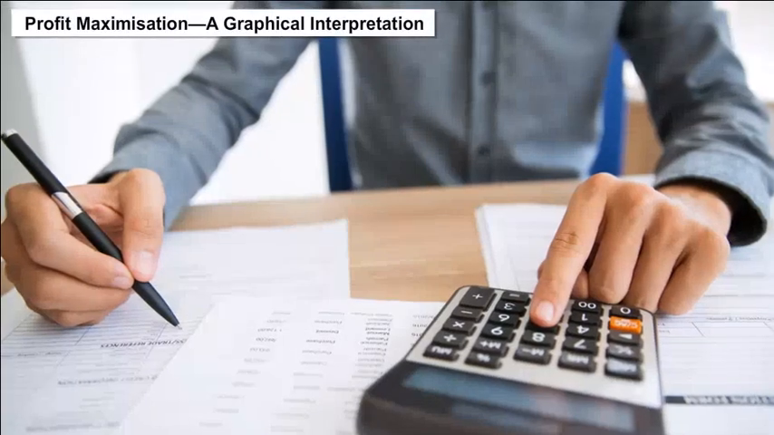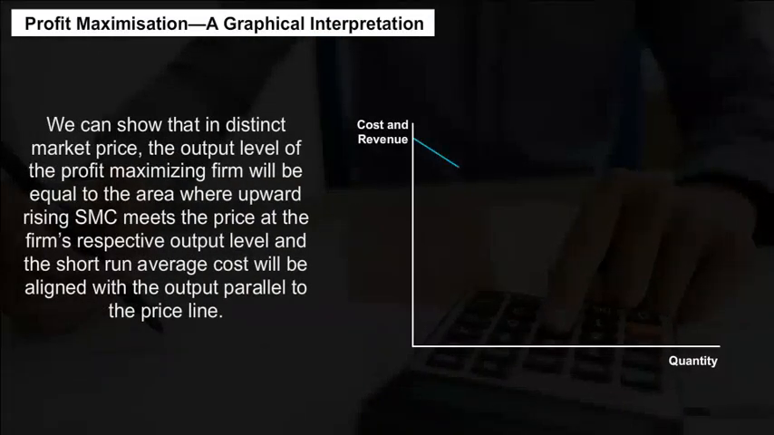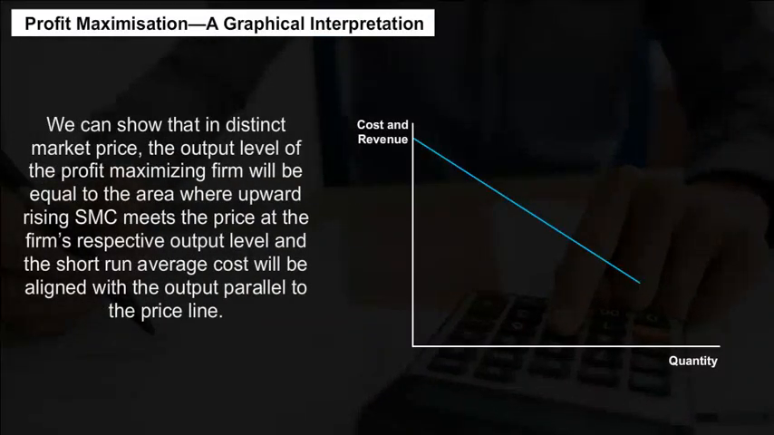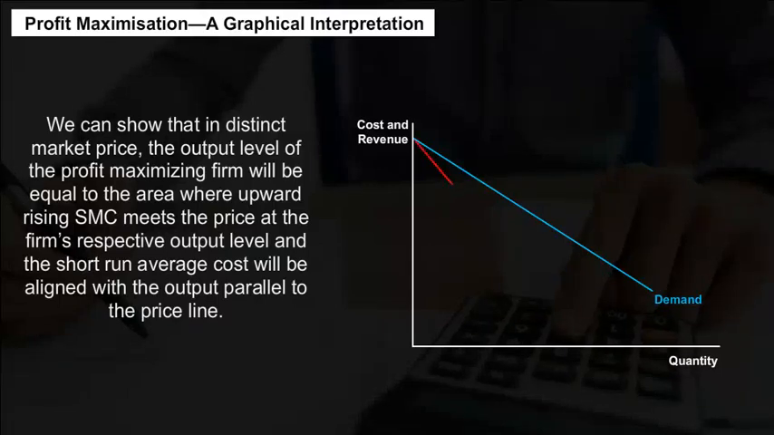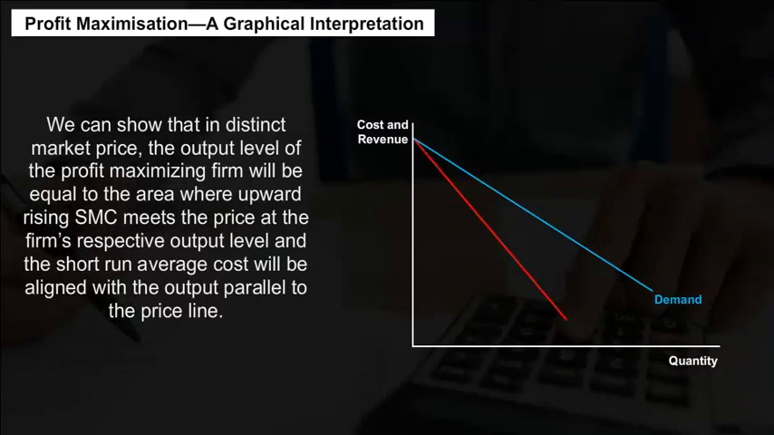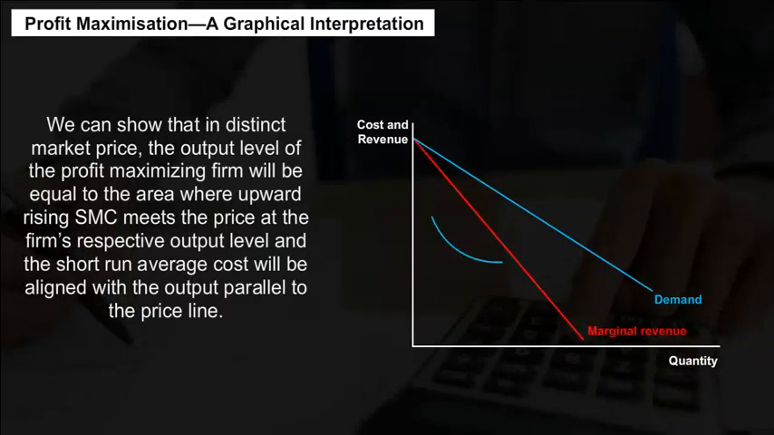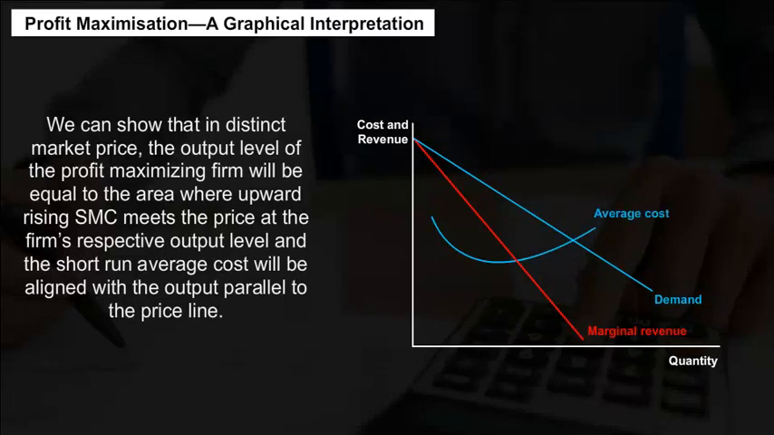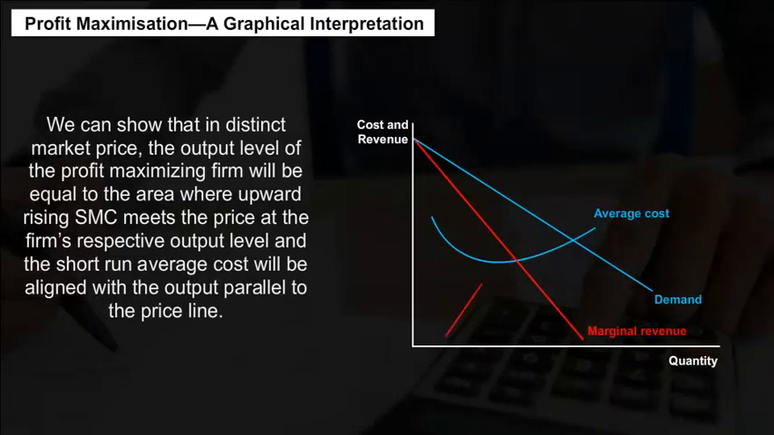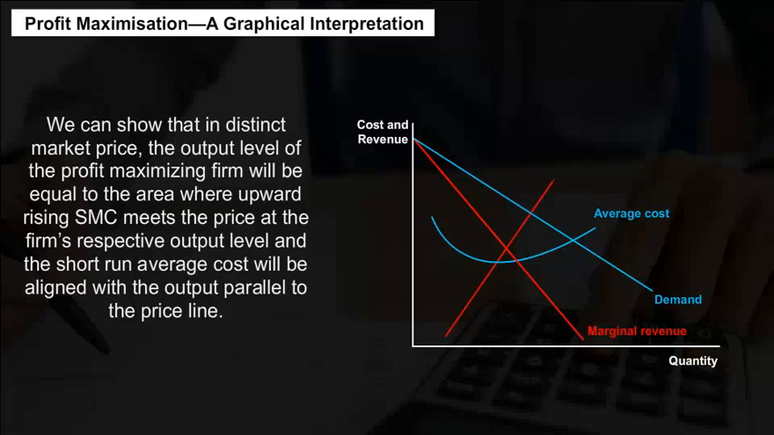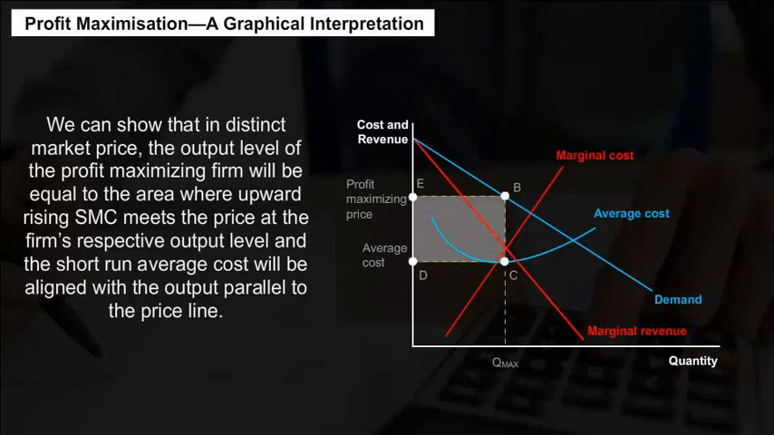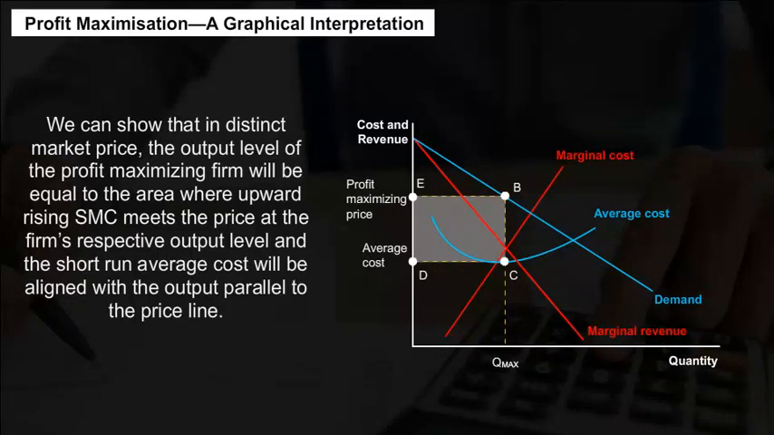Profit maximization, a graphical interpretation. We can show that in a distinct marketplace, the output level of the profit-maximizing firm will be equal to the point where the upward rising SMC meets the price at the firm's respective output level, and the short-run average cost will be aligned with the output parallel to the price line.